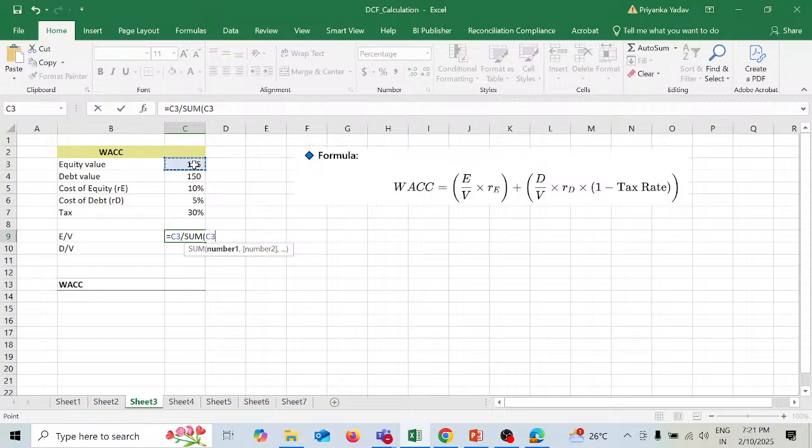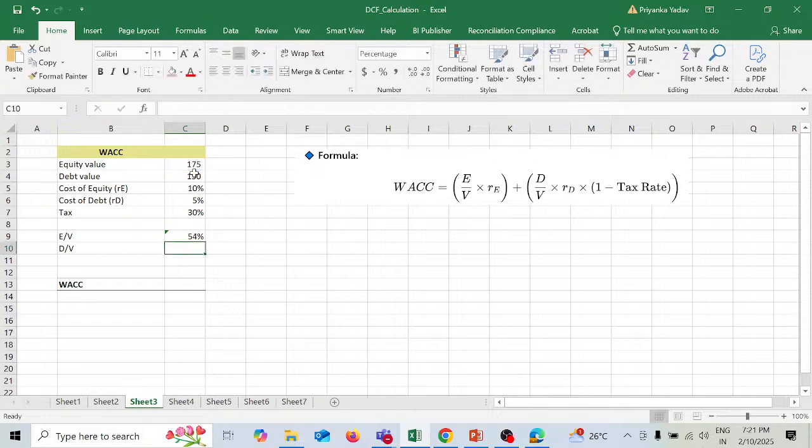So V is your sum of equity and debt. That means equity value and add debt value to it. So this is your E by V calculation, your first aspect in this formula. Second, let's calculate D by V, which is debt value divided by the total firm's value. Total firm value will be equity value plus debt value.